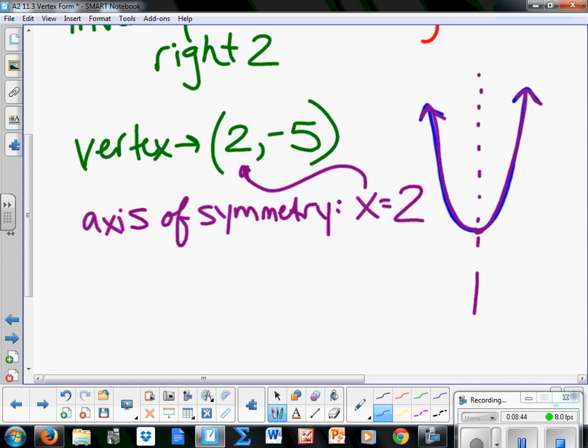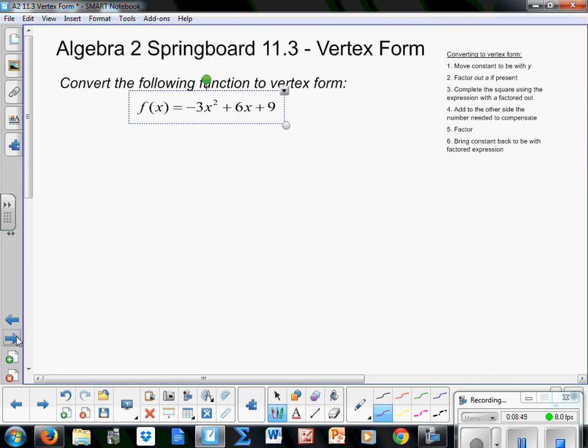Okay, so now we're going to do the same process for another function that's in standard form. We're going to first convert it to vertex form, and then talk about transformations, where the vertex is located, and the axis of symmetry. This one's a little bit more complicated. It's in standard form once again, but our a is not equal to 1, so we're going to have one more step compared to the other one.